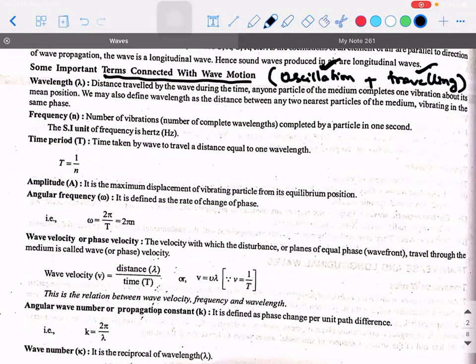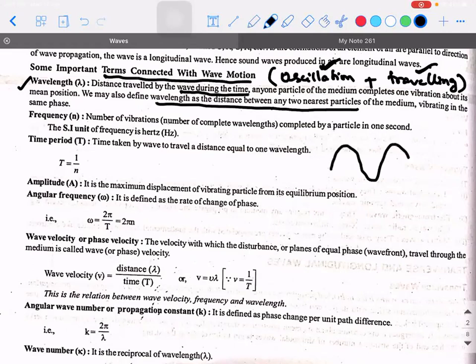When I talk about a wave, obviously there should be one important parameter called wavelength. The name itself is there, no? The length of a wave. What is wavelength? It is the distance traveled by the wave during the time any particle of the medium completes one vibration about its mean position. This is a slightly technical definition. Instead, we can also define wavelength as the distance between two nearest particles of the medium vibrating in the same phase. Vibrating in the same phase means if one of the particles is at the peak, the other particle should also be at the peak, and they should be subsequent particles.